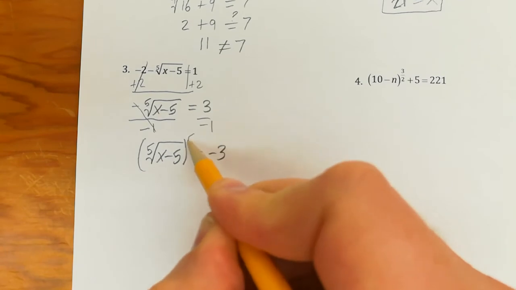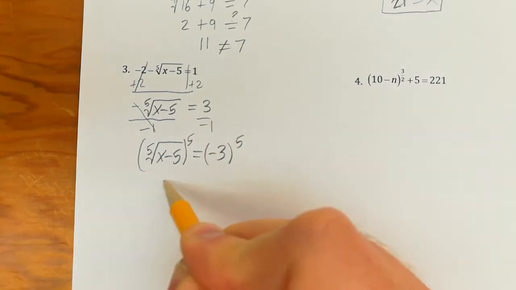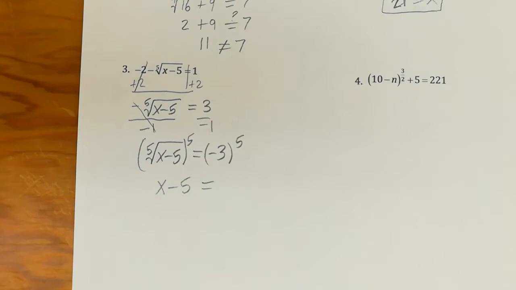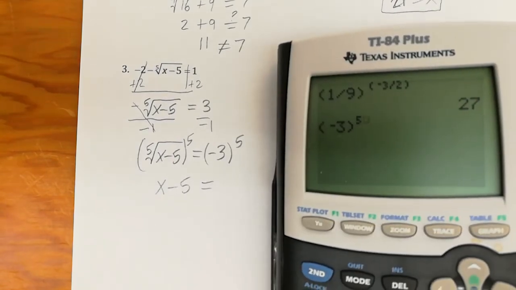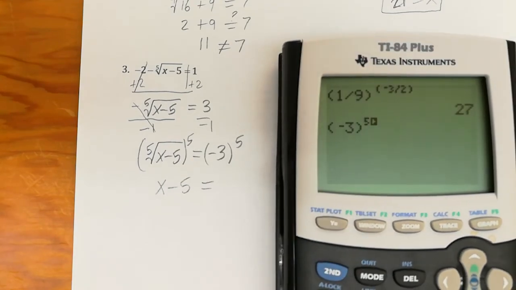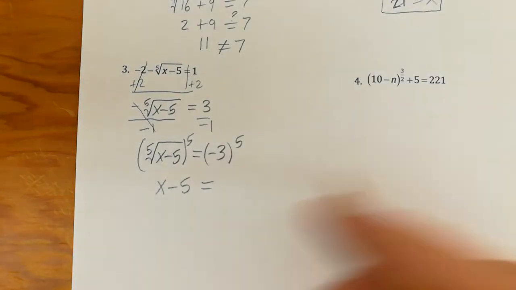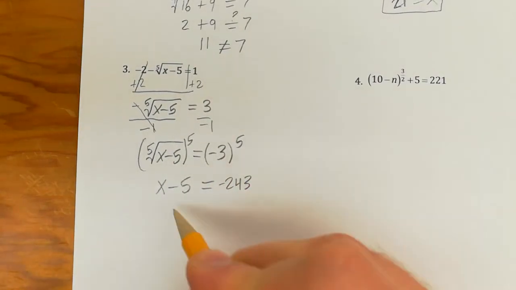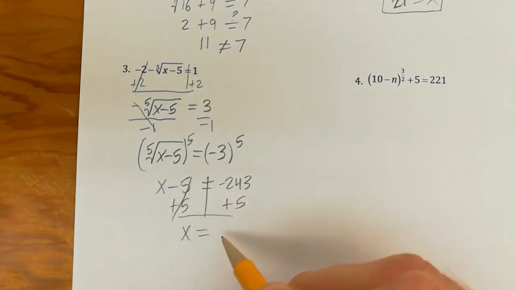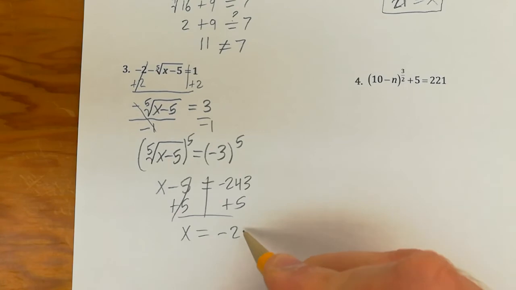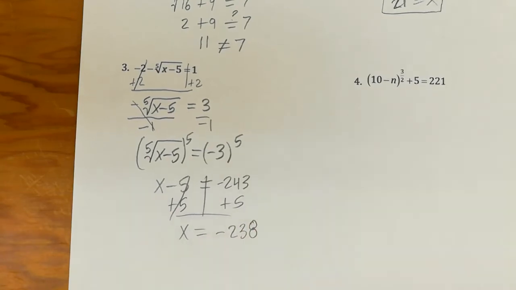Now we raise both sides to the 5th power, and so we'll get x minus 5 equals, and I'll need the calculator for that one, -3. Make sure you put that in parentheses. Actually, it really wouldn't matter, but just by coincidence, you still want to, when you raise a number to a power, you should always put it in parentheses, especially if it's negative. All right, so -243. And so I'm going to add 5 to both sides and get x by itself, so we're going to get -238 is our answer there.